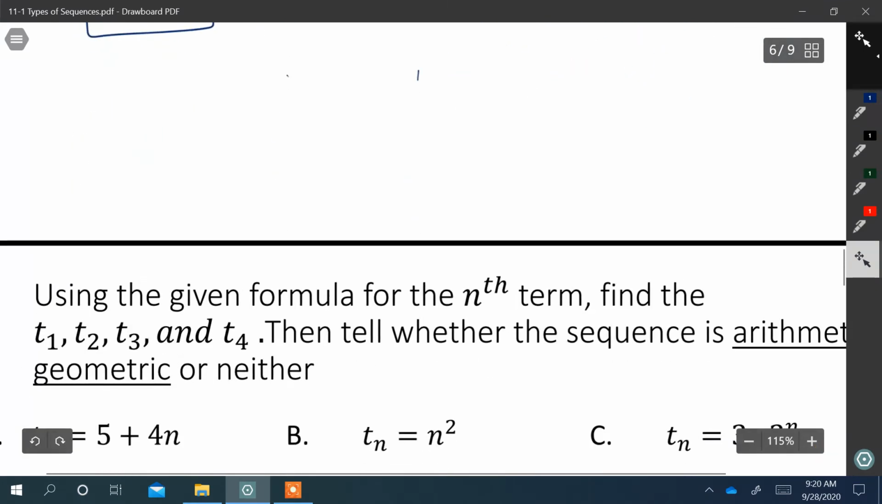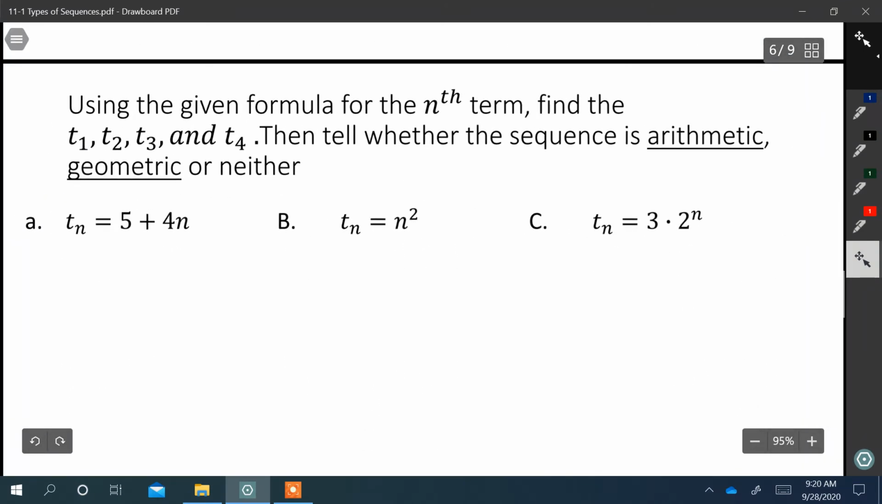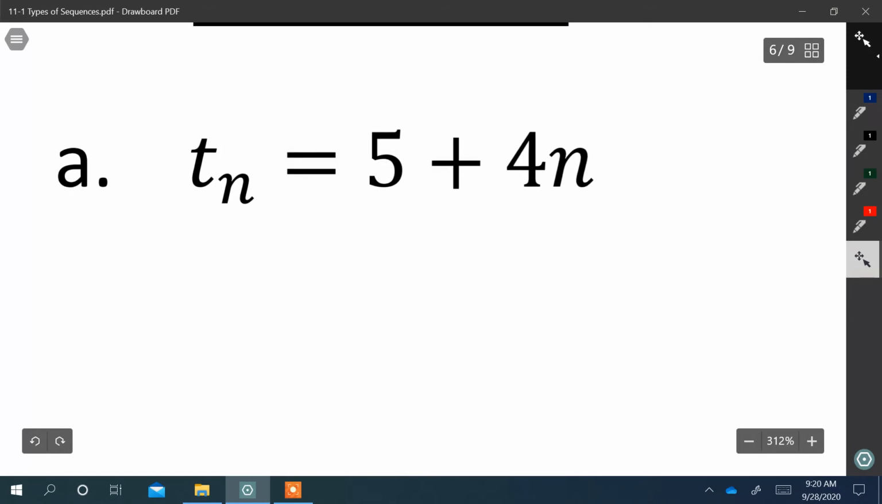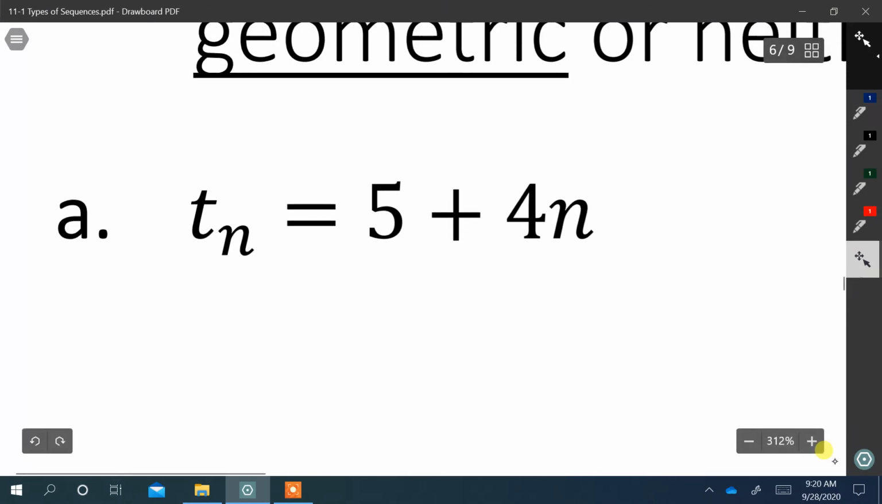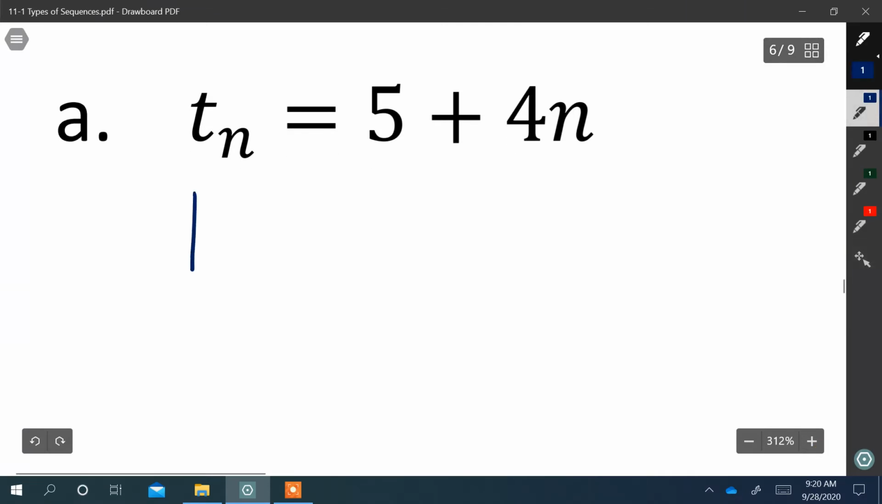All right, let's take a look at the next stuff here. Use the given formula for the nth term. Find T1, T2, T3, and T4. Then tell whether the sequence is arithmetic, geometric, or neither. Okay, so what is this whole thing of T1 and T2 and T whatever? Well, how do you find T1? Let me just show you an example. You're going to see that this is very simple.